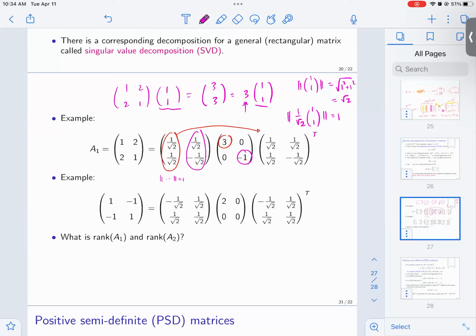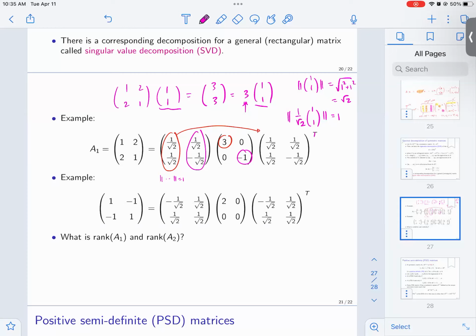It's also easy to see that they're linearly independent, but it's easier to see from this diagonal form because these are orthogonal transformations. The rank is preserved by orthogonal transformations. So the rank of A would be the same as the rank of this middle guy. The rank of the symmetric matrix would be the same as the diagonal matrix in the middle, and the rank of a diagonal matrix is just the number of non-zero elements on the diagonal. So the rank of this is 2 because there are 2 non-zero elements here. The rank of this is 1 because there's just 1 non-zero element.